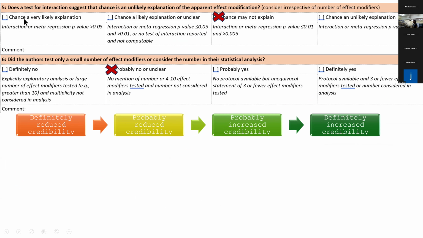The next question is, does a test for interaction suggest that chance is an unlikely explanation of the apparent effect modification? Here you have to look at the p-value. Our p-value was 0.01, so I gave that as probable increased credibility. The next question is, did the authors test only a small number of effect modifiers, or consider the number in the statistical analysis? Though they've done 39 analyses, the overall number of effects they looked at was 6. So I have put it as probably reduced credibility.